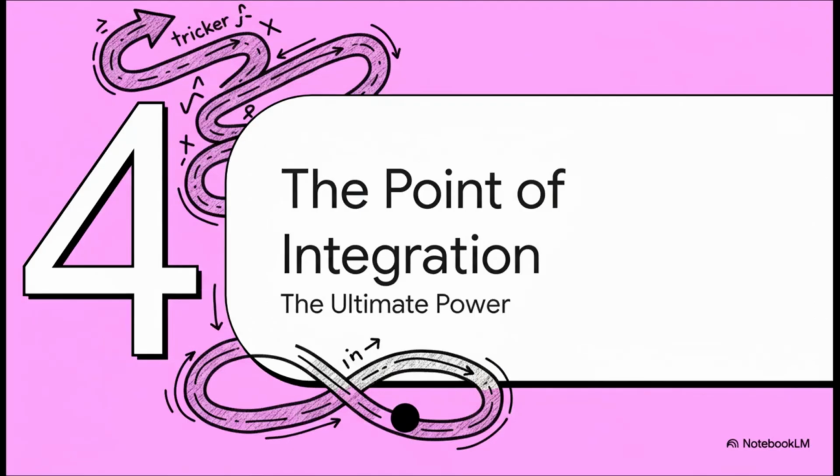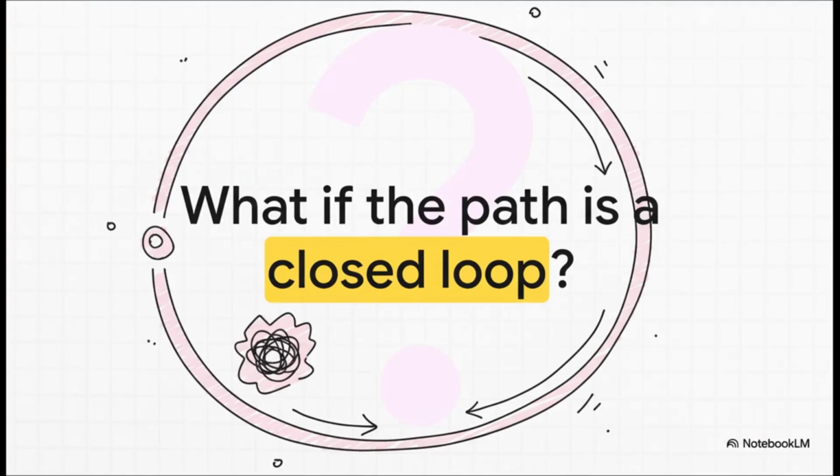Okay, that was pretty cool, but that was just the warm-up. That was secret weapon number 1. Now let's get to the ultimate power. What happens when the path gets even weirder? What if it's a closed loop, starting and ending at the exact same spot? So you might be thinking, well, based on what we just learned, if the start and end points are the same, the answer should just be 0, right?